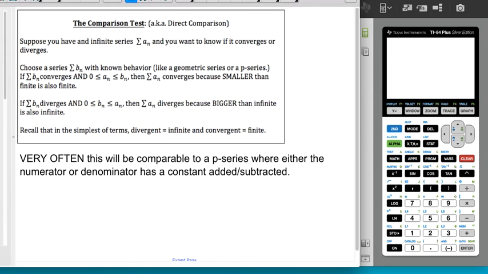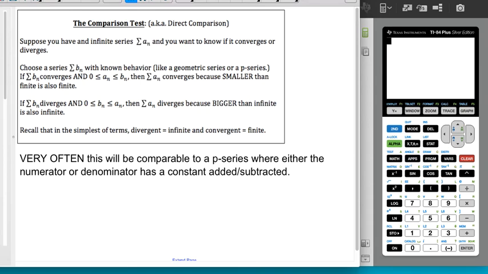If b sub n, the one that you picked, converges and is larger than a sub n, then a sub n also converges because smaller than a finite sum is also finite. Now, a caveat about that smaller is that you want all of these functions to be greater than 0. So by smaller, we mean closer to 0, not more negative, right? So if a sub n is smaller than b sub n, and we know that b sub n is a finite sum, then smaller than finite also has to be finite.